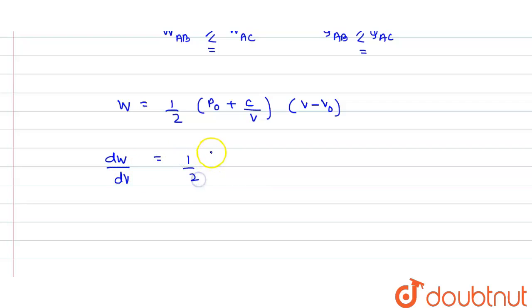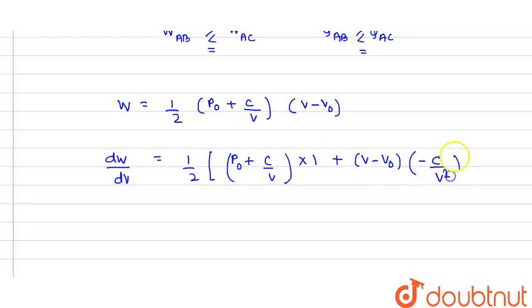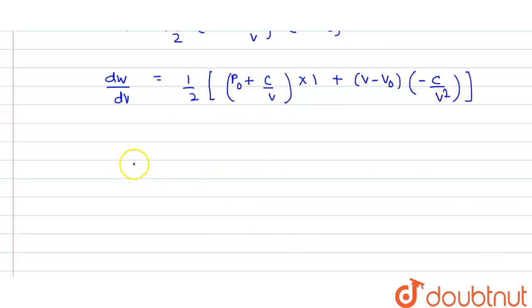So 1 divided by 2. First of all, we take P naught plus C divided by V to be a constant and differentiate the other factor. Here the differentiation would be just 1, because V naught is a constant. Plus, now we take V minus V naught as a constant and differentiate the first term. P naught is a constant, so its differentiation is 0, and the differentiation of 1 by V is minus 1 by V square. So it would be C divided by V square, because the differentiation of 1 by V is minus 1 divided by V square.